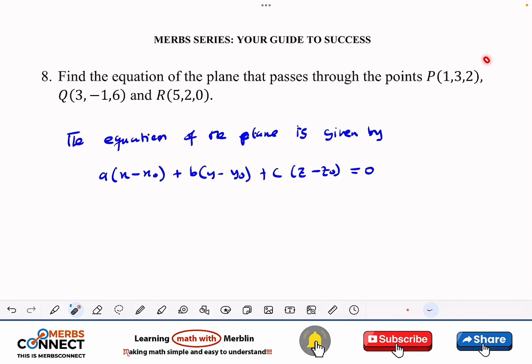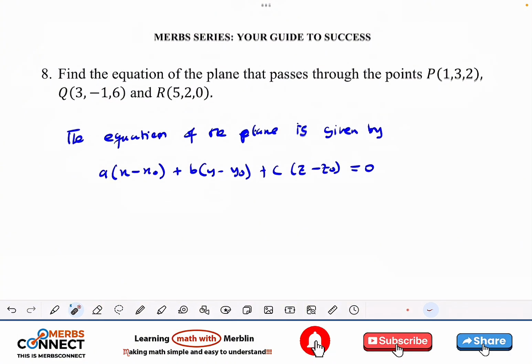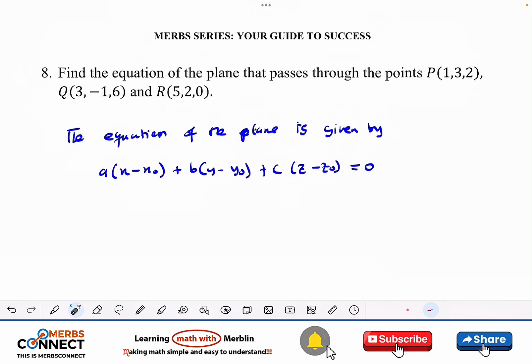So for me, I'm going to choose P to be my x naught, y naught, z naught. When you are watching this video, you can pick any of them. You can pick Q or R, and then when you finish, if we find A, B, and C, we expand. We need to get the same thing at the end of the day.